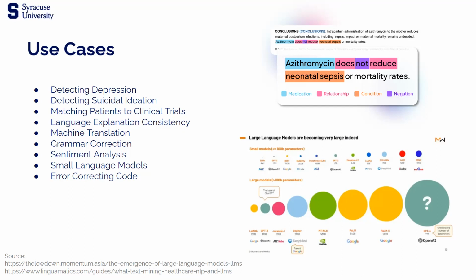Another interesting case is language explanation consistency. This really gets down to the finer grained nature of the model itself. Let's say you asked a question like, does this bird fly? And it says, yes, all birds fly. And then you say, well, does a penguin fly? And it says, no. It's not necessarily consistent, right? It doesn't know that a penguin doesn't fly, but it thinks that all birds fly.